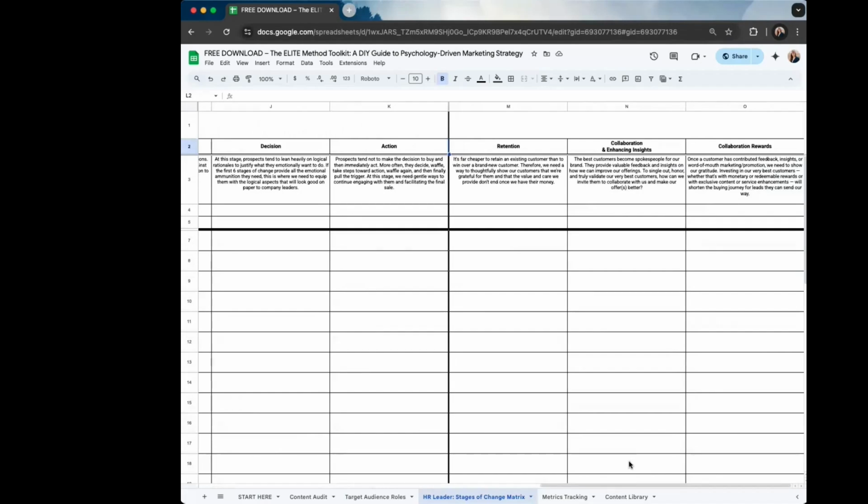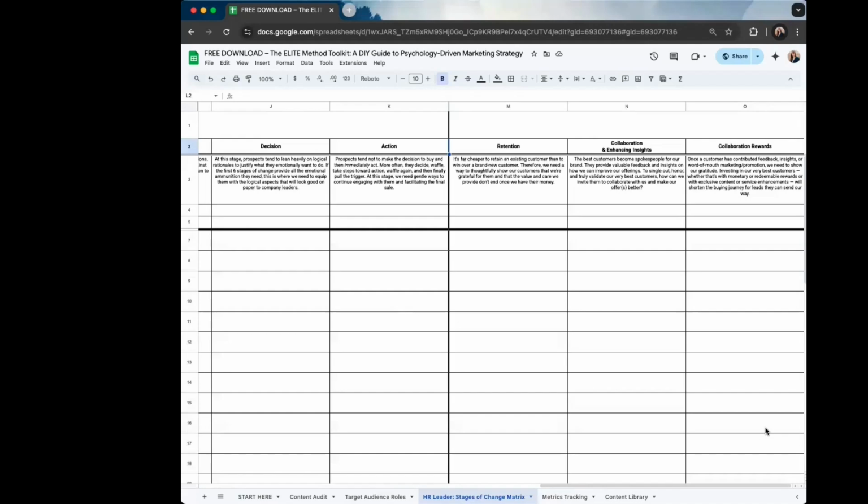Your marketing, education, and support of your clients must continue through the final stages of change: retention, collaboration and enhancing insights, and collaboration rewards. Folding that post-conversion experience into your marketing ensures that A, you're creating a positive experience for your buyers where they feel like they're getting the most out of what they were promised and what they paid for. B, you're educating your buyers to be successful customers and clients, thereby improving the results your company is able to drive. And C, you're collecting valuable information about your successes to use in marketing content, copy, and sales assets.